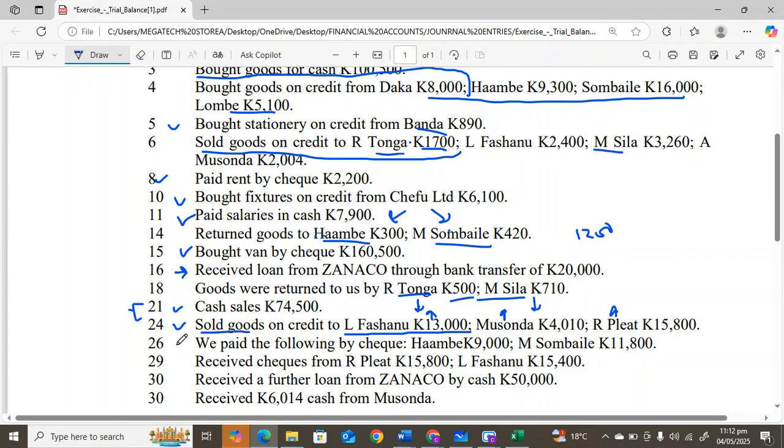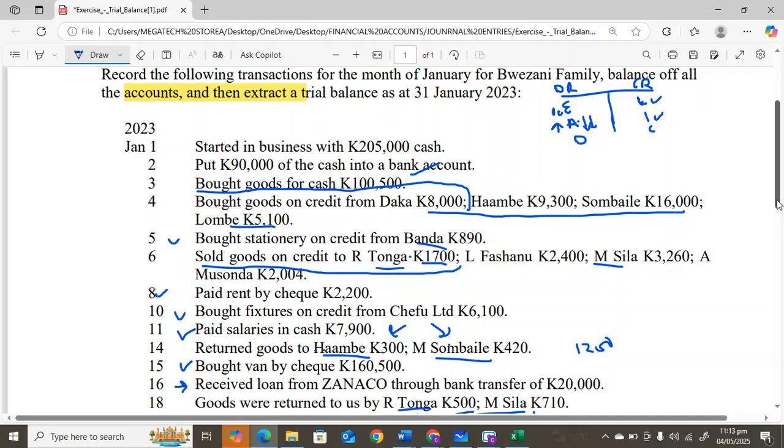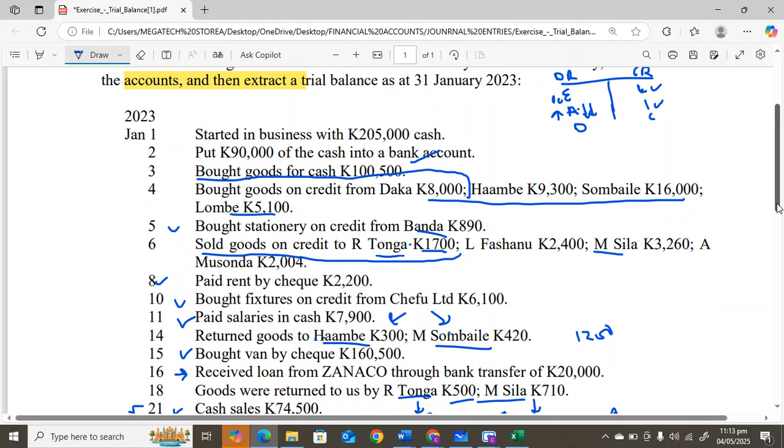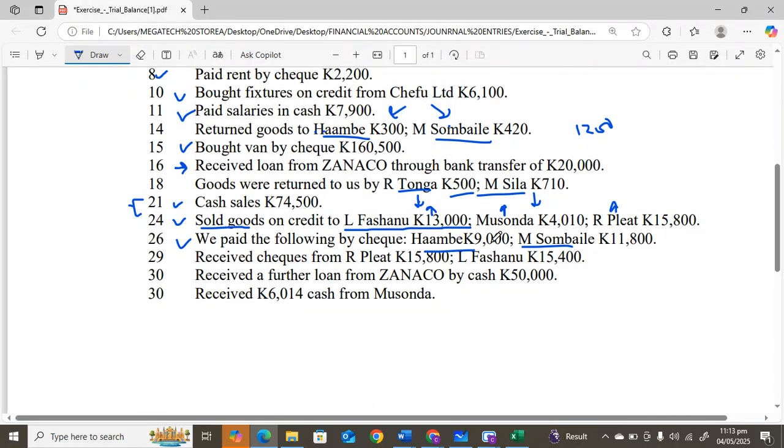Okay. We paid the following by check. Hambe and Msombaile. Remember these guys, Hambe and Msombaile, we bought goods from them on credit, right? So it means we were owing them initially. Now we have paid them. So what happens here?